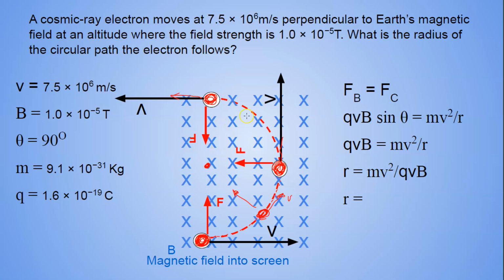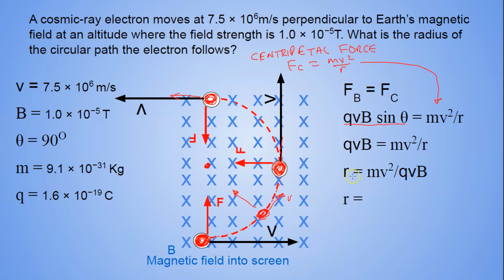This is now a centripetal force. And if you remember from Physics 1, we talked about circular motion and how anytime you see something moving in a circle, you've got to have a centripetal force. That centripetal force, F sub c, is equal to mv squared over r. So what we've done is we've taken the qvB sine theta right there, and then we've set it equal to the centripetal force. The magnetic force, the force due to the magnetic field, is equal to the centripetal force that causes this thing to move in a circle.